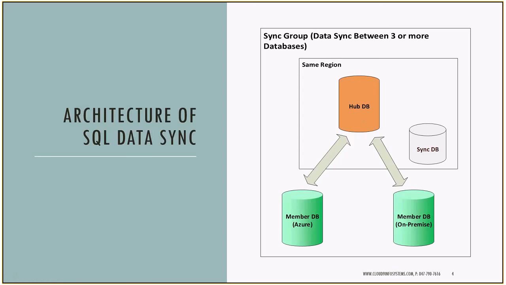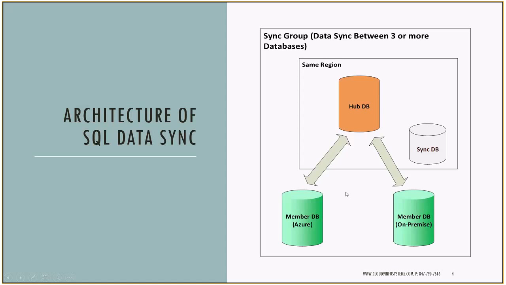So if you take a look at the diagram, there is a hub database as well as the member database in the Azure as well as the member database in the on-premise. All these three databases which we are going to be syncing should be placed in a single sync group. So we need to remember that. And then the data sync service uses a hub and spoke topology model to synchronize the data. So we should define one of the databases in the sync group as a hub database or a master database.